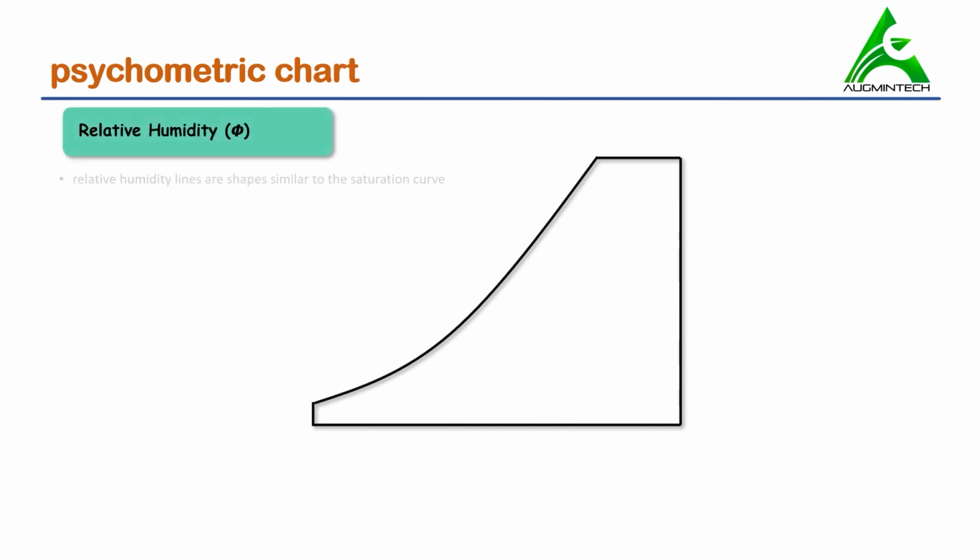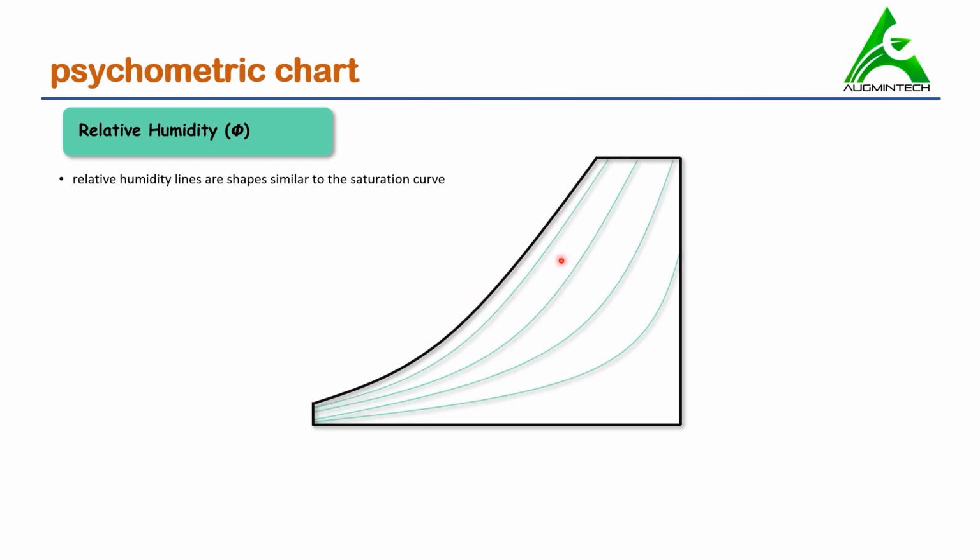Relative humidity. Relative humidity lines are similar in shape to the saturation curve. This is the saturation curve part of psychrometric chart. The relative humidity curve looks pretty much similar in shape as that of saturation curve. And these curves appear at regular intervals.